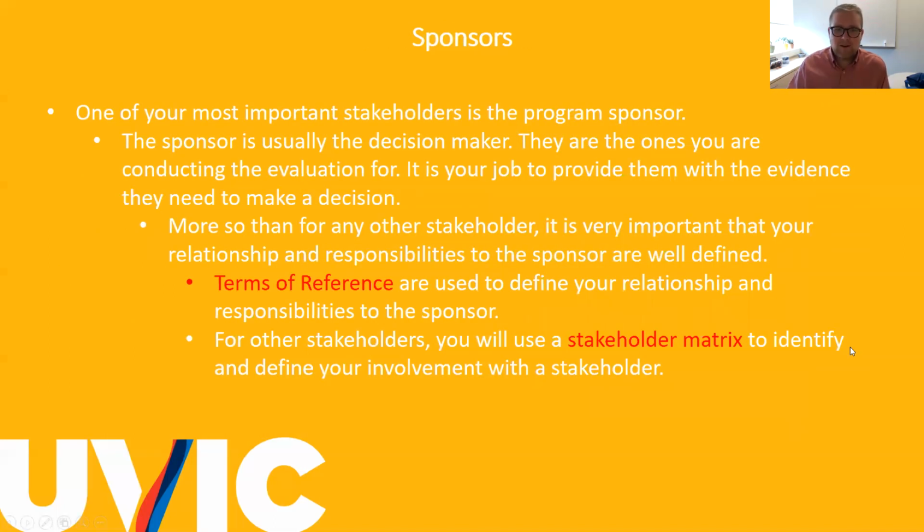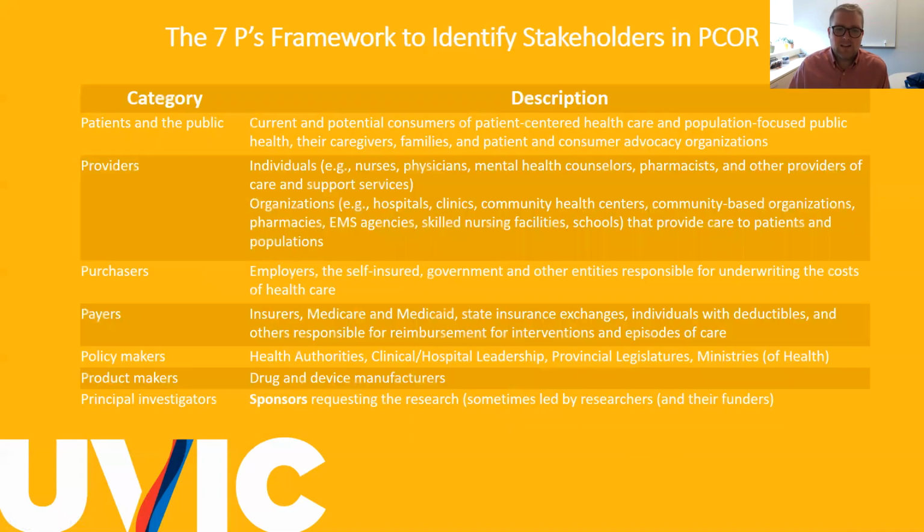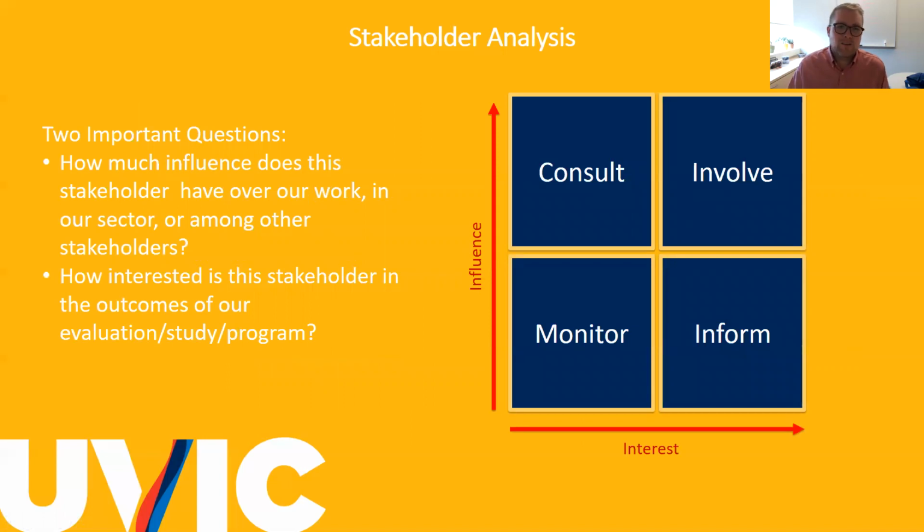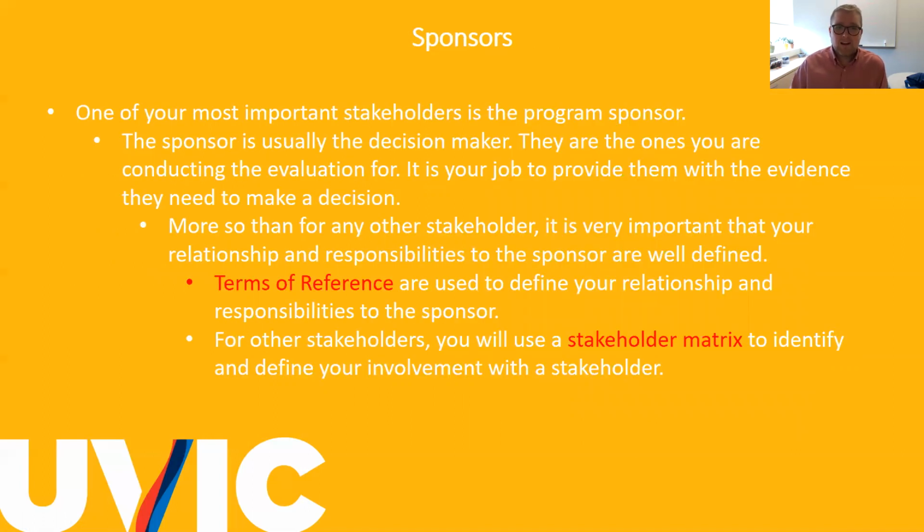Now, as you think about the last P, if we just go back to the principal investigators. A lot of research is investigator-driven. This is especially true in academic research, where the principal investigator is the one driving the research. But in public health, a lot of research and evaluation is actually driven by what we call the sponsor or executive sponsor. Sponsors are one of the most important stakeholders in your program. They're usually the ones who are going to make decisions based on the evaluation that you provide. You're going to provide them with evidence, and they're going to make a decision based on that.